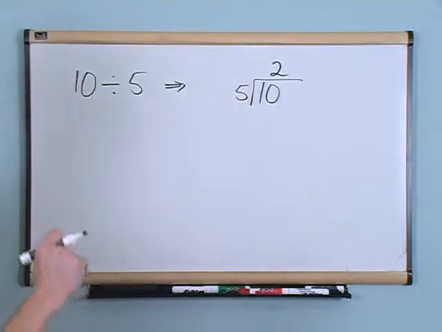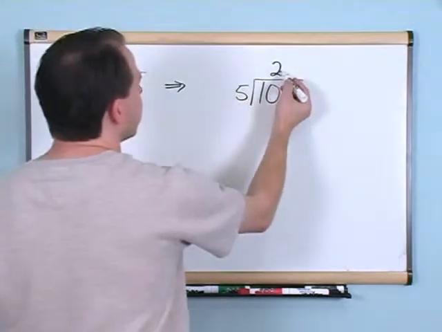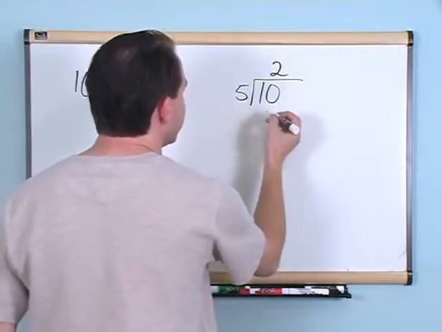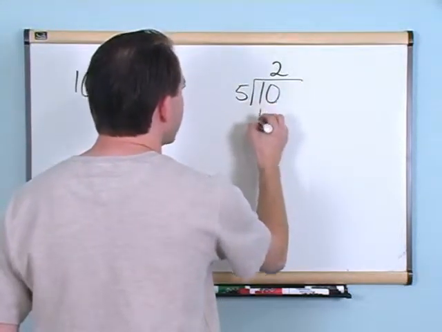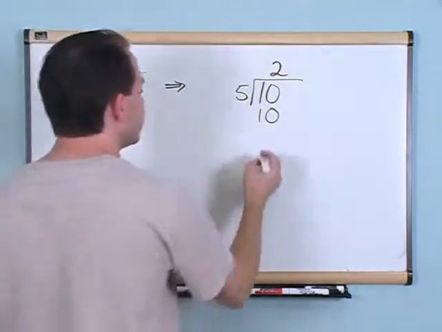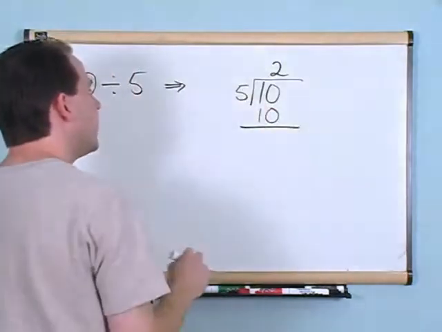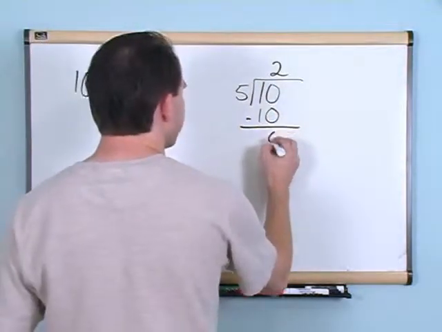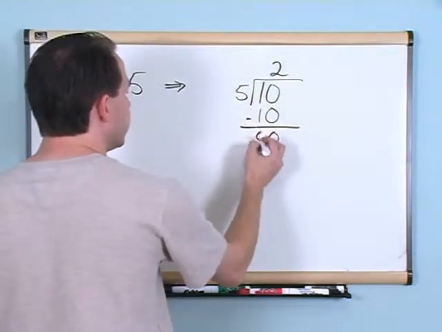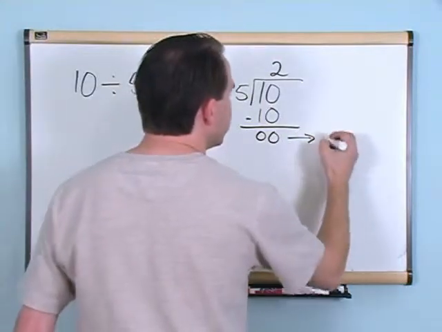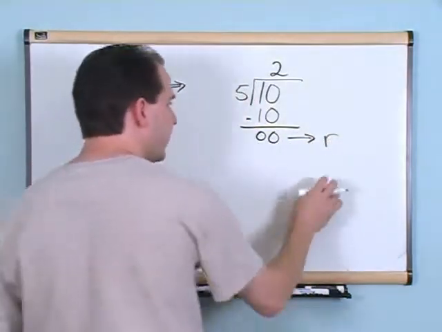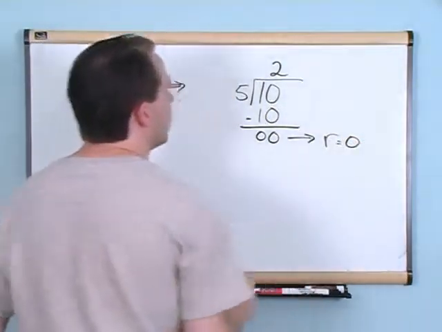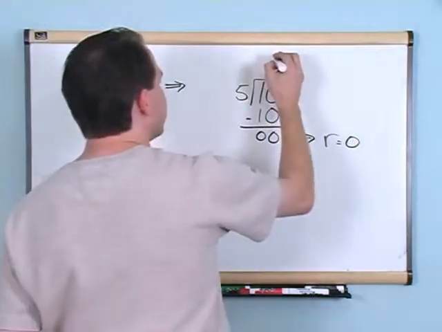Now let's check ourselves, let's make sure. Let's multiply. 2 times 5 gives us what? It gives us 10. So we're going to write 10 down here, because 5 times 2 gave us 10. Now we're going to subtract these two. 0 minus 0 gives us 0. 1 minus 1 gives us 0. So the remainder, which I'm going to put as an R, is 0. Okay? So the answer to this question is 2.